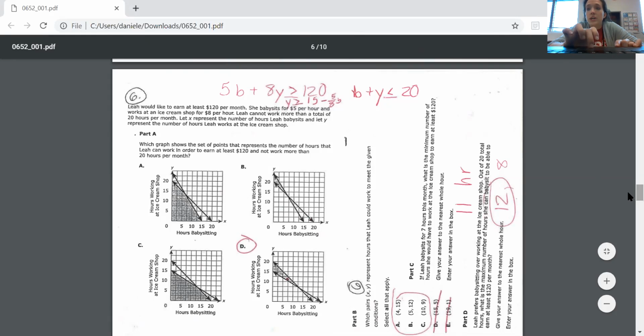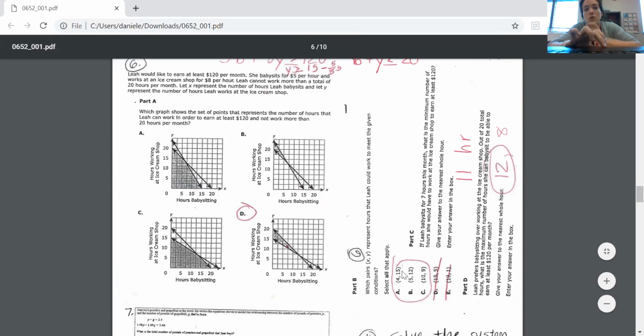Now, if you look over here at your part B, C, and D, part B says which ordered pairs work for the given conditions. Guys, you're just going to pick the ordered pairs that are in this shaded part right here. So be careful, pay attention, but those top three are the ones that live in the shaded areas. Those are your answer choices.